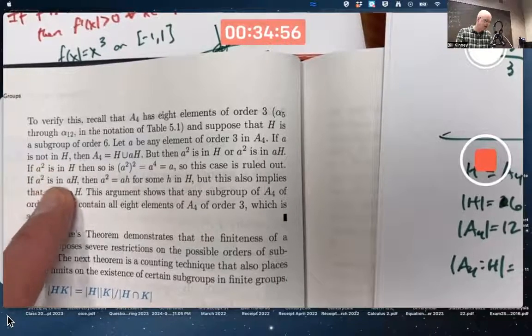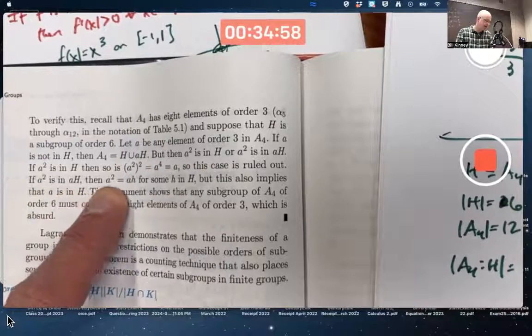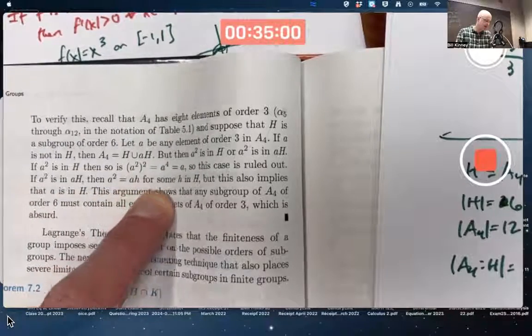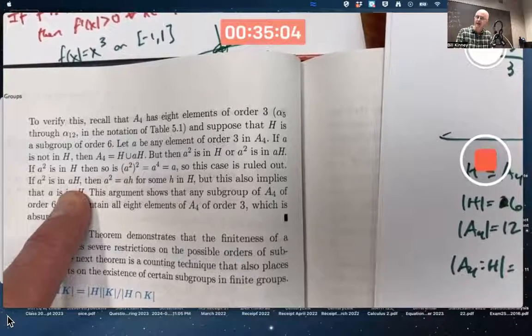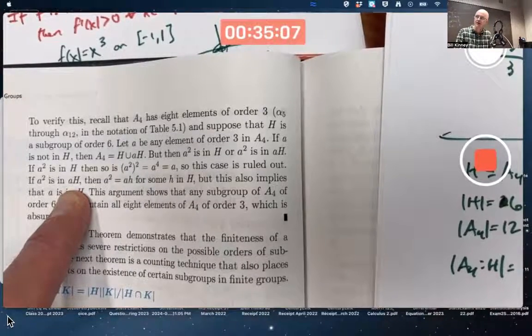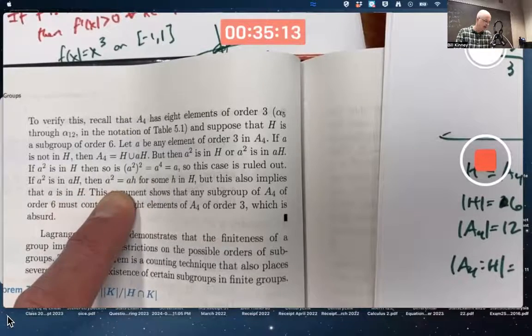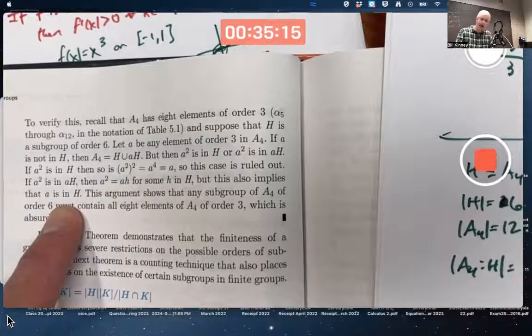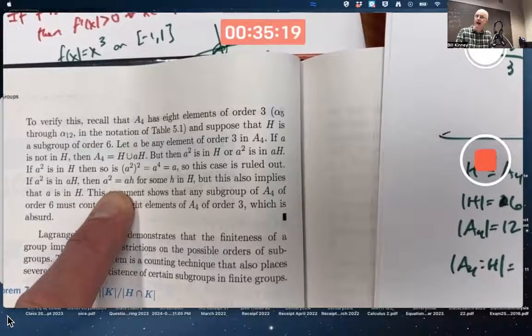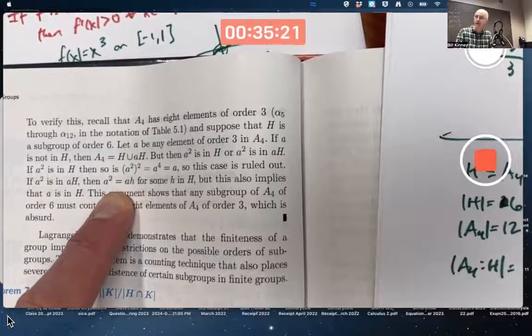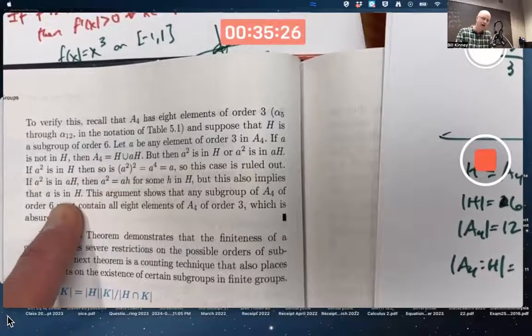On the other hand, if a squared is in aH, what does that mean? It means a squared equals a times h for some h in H, because of what this notation means. That's the set of all elements of the form a times h as h varies over capital H. But that also implies a is in H. Why? Cancel, left cancel. a squared equaling ah would mean a equals h. Also a contradiction.